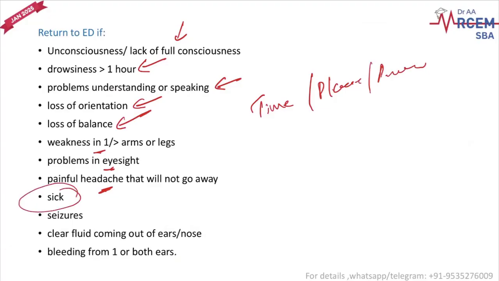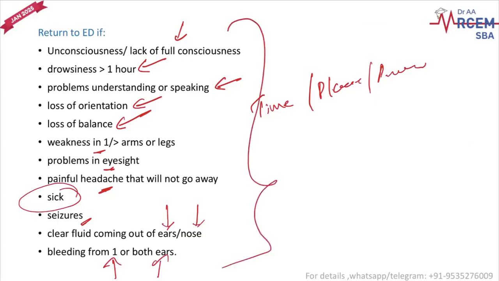He feels sick, that means he has started vomiting. Seizures, any episode of seizures. He started noticing any clear fluid through his nose or ears. You're suspecting there might be a base of skull fracture, so come back immediately. Bleeding from one or both ears, come back to the emergency department. These are the indications when they need to come back. Both need to be explained to the patient before you discharge and need to be given in writing.